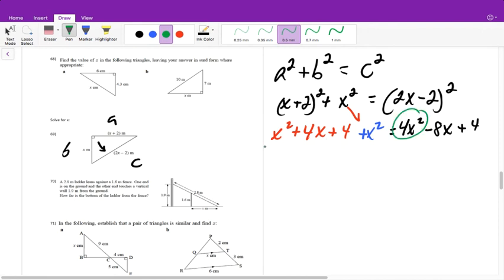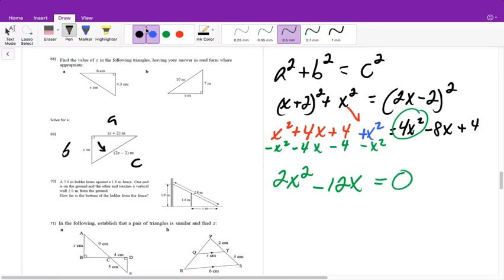Since we have more 4x squared here, we will subtract all of this and move it to the other side. So 4x squared minus 2x squared will give me 2x squared. Negative 8x minus 4x is minus 12x. And 4 minus 4 is equal to 0, so that means it cancels out.